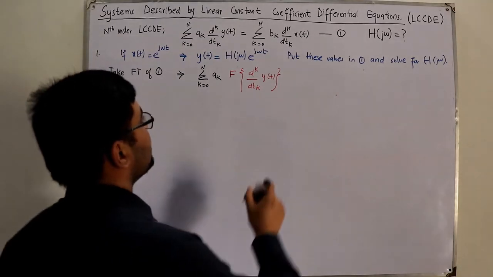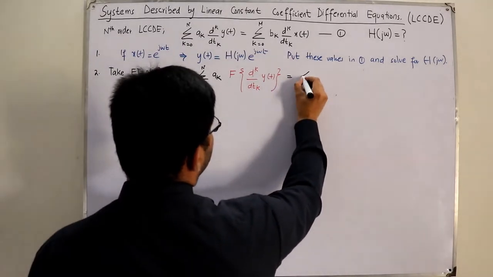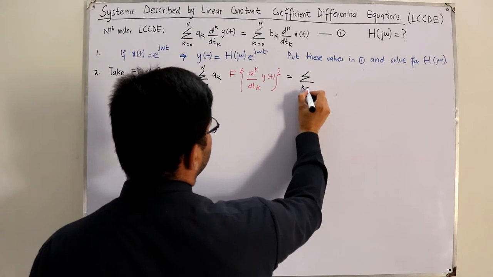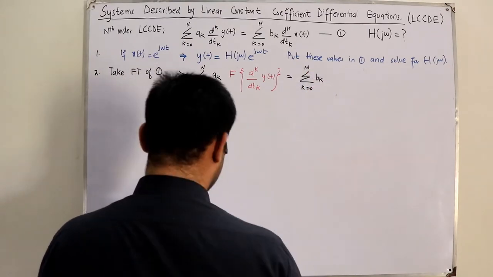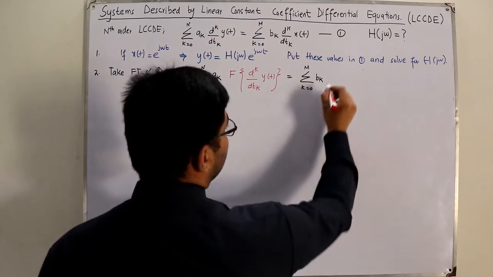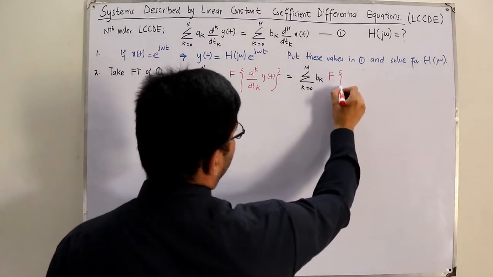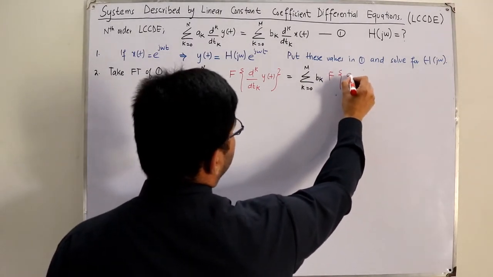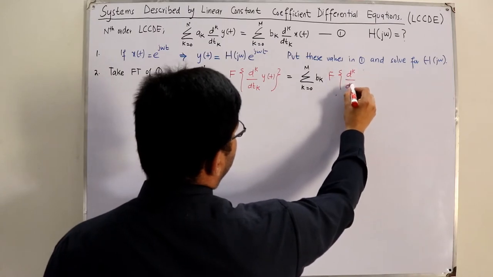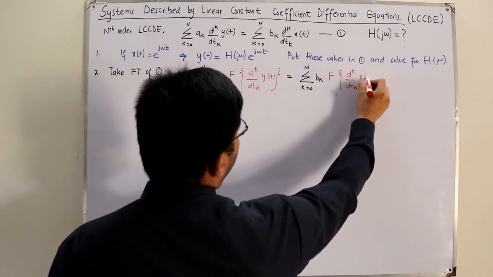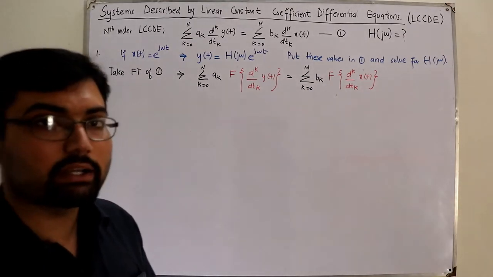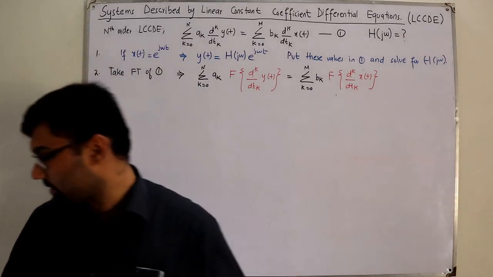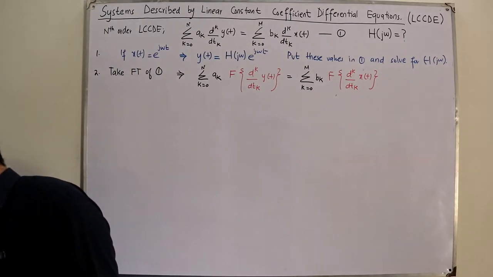And to the other side, similarly, the summation is left, the b_k term, the constant coefficient, and now you take the Fourier transform of the kth derivative of the input term. And is that clear till here? It should be simple as it is.